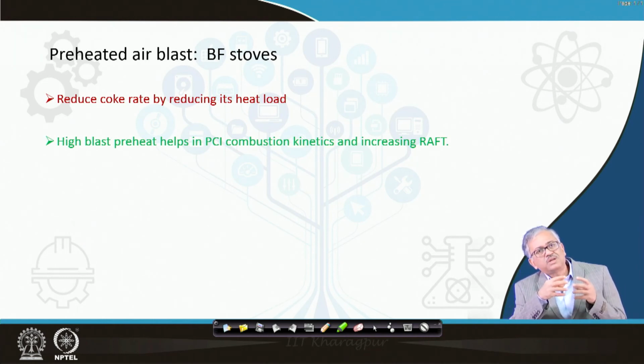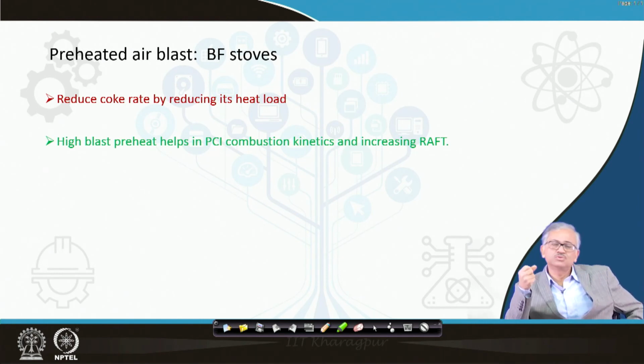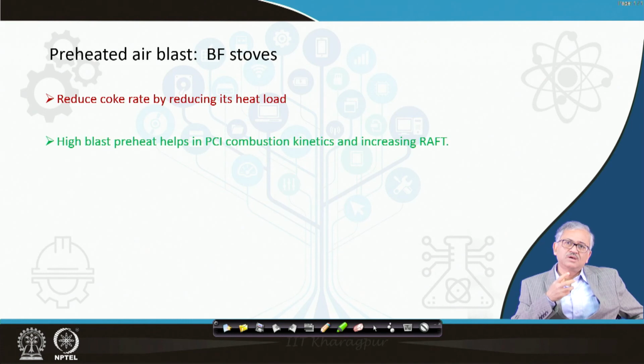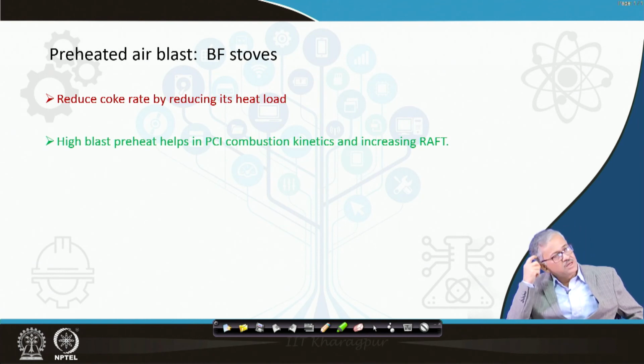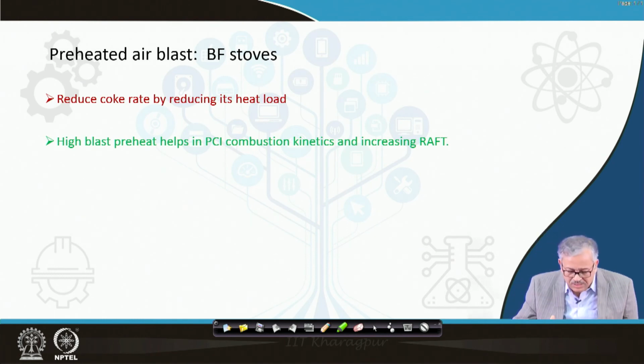It is the hot air that is heating it up, and then its pyrolysis takes place. All this heating and pyrolysis is endothermic, and it extracts the heat from the hot air only. So if the hot air is at a higher temperature, its heat potential is high, which can quickly give the heat, and its capacity is also high. As a result, the blast preheat is very important.